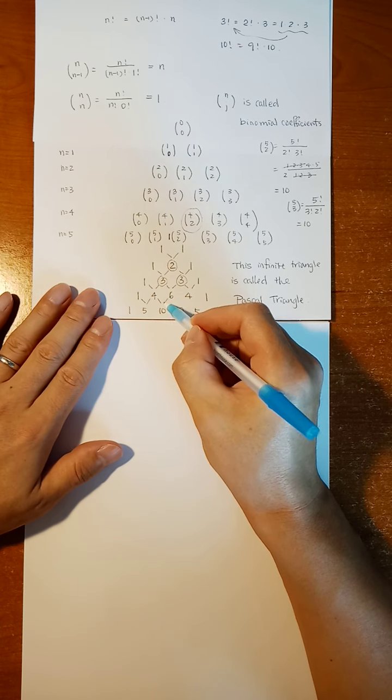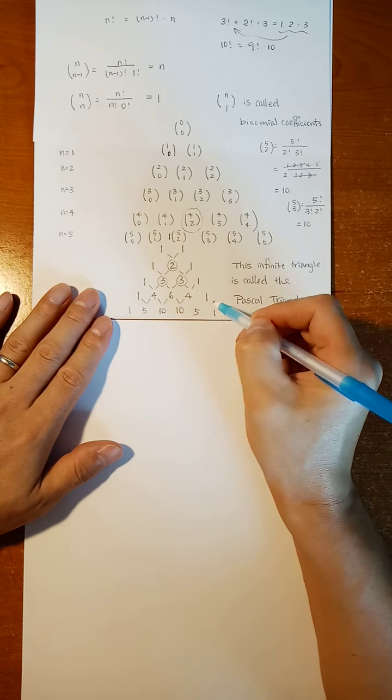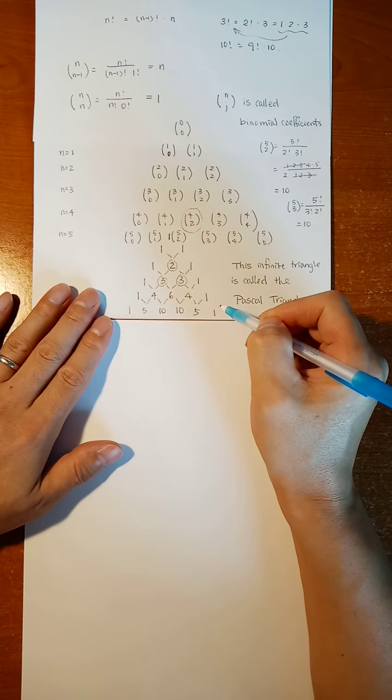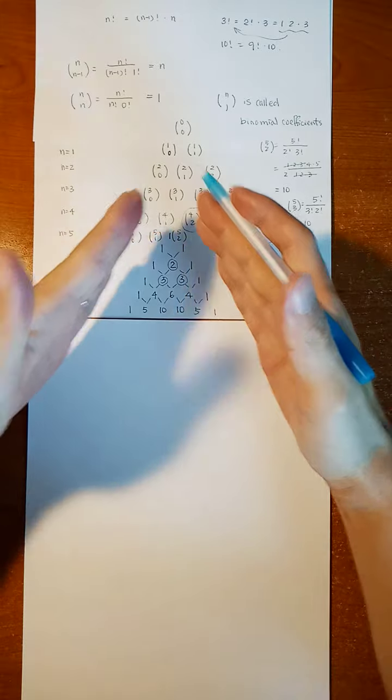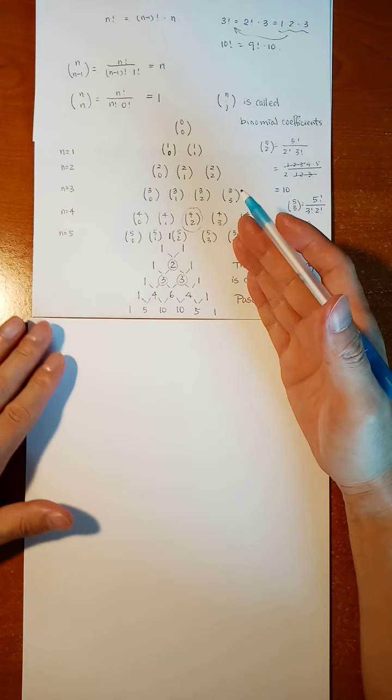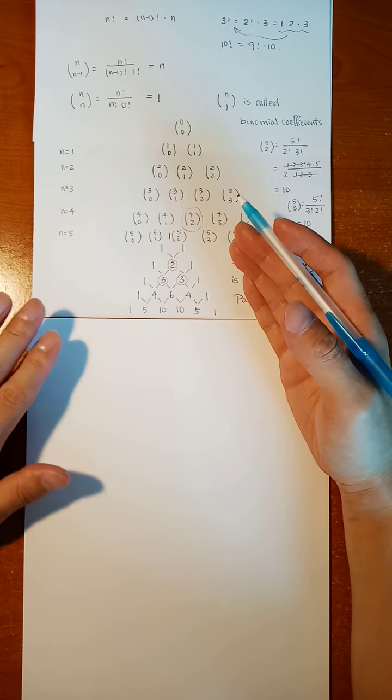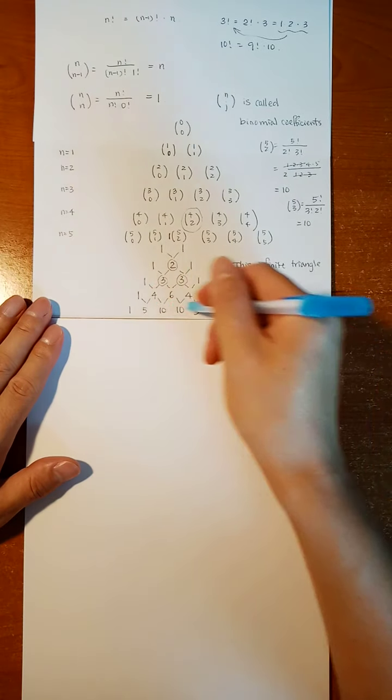And 4 plus 6 is 10. 6 plus 4 is 10. 4 plus 1 is 5. And the two sides are always 1. This is the fifth level.